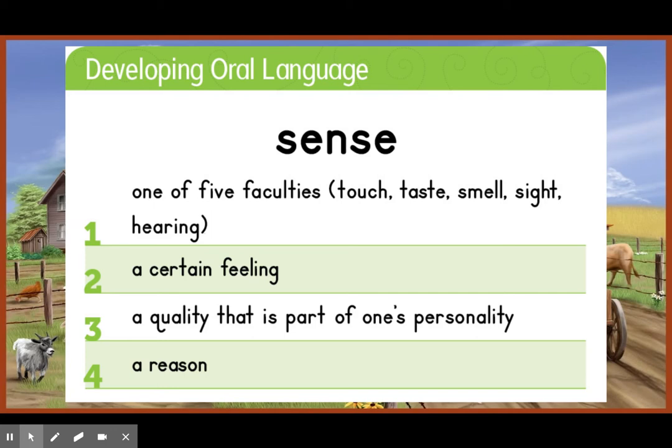And then number 4 is a reason. We might use this in a sentence like, there's no sense in taking the dog with us because he doesn't do well in the car. It's a reason why we might do or not do something. So if you would like a piece of candy when you come back to school, use this word in 4 different sentences, showing that you understand the 4 different meanings of the word sense and how we can use it in context. And you'll get a special treat when you come back to school.